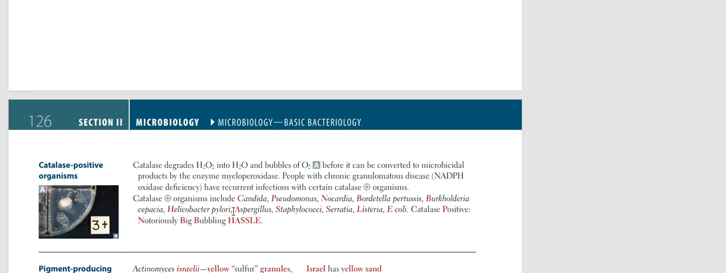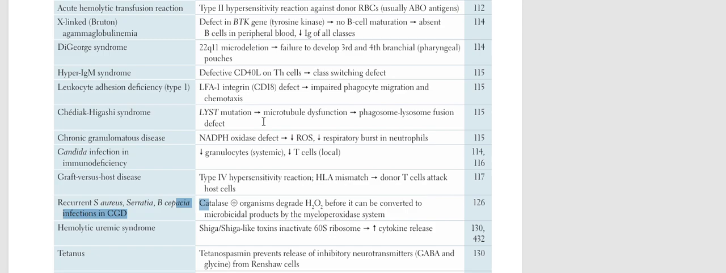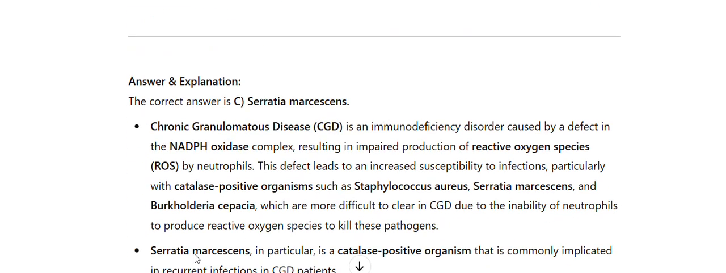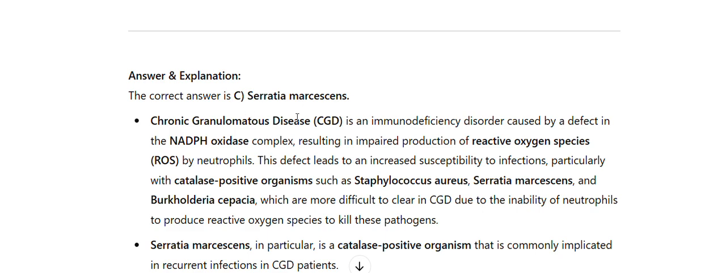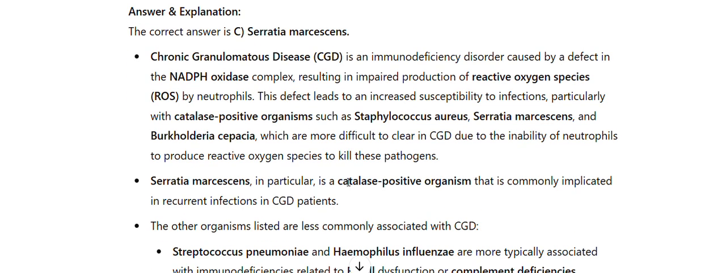The correct answer is C. Serratia marcescens. Chronic granulomatous disease, CGD, is an immunodeficiency disorder caused by a defect in the NADPH oxidase complex, resulting in impaired production of reactive oxygen species by neutrophils. This defect leads to an increased susceptibility to infections, particularly with catalase-positive organisms such as Staphylococcus aureus, Serratia marcescens, and Burkholderia cepacia, which are more difficult to clear in CGD due to the inability of neutrophils to produce reactive oxygen species to kill these pathogens.